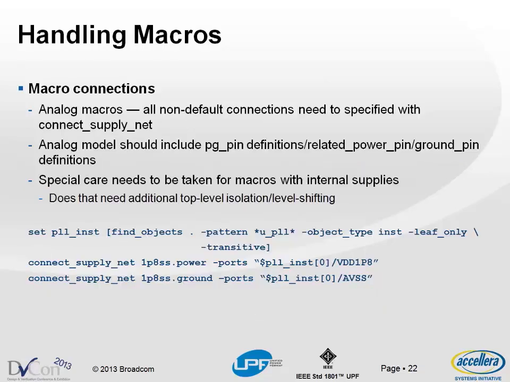Again, with macros, we've got to watch out for analog macros or any special macros. Because the connections to macros don't happen by default, you've got to watch out for all non-default connections. If you're reading a .lib for an analog macro, you've got to watch out for the fact that the .lib should actually have the PG pin definitions and related power-ground pin definitions. And if you're also dealing with macros which have internal supplies and internally switchable supplies, that may not be apparent when you're trying to hook it up. So that's something that we need to additionally take care of. This is just an example to show how you could make a non-default connection for handling macros.